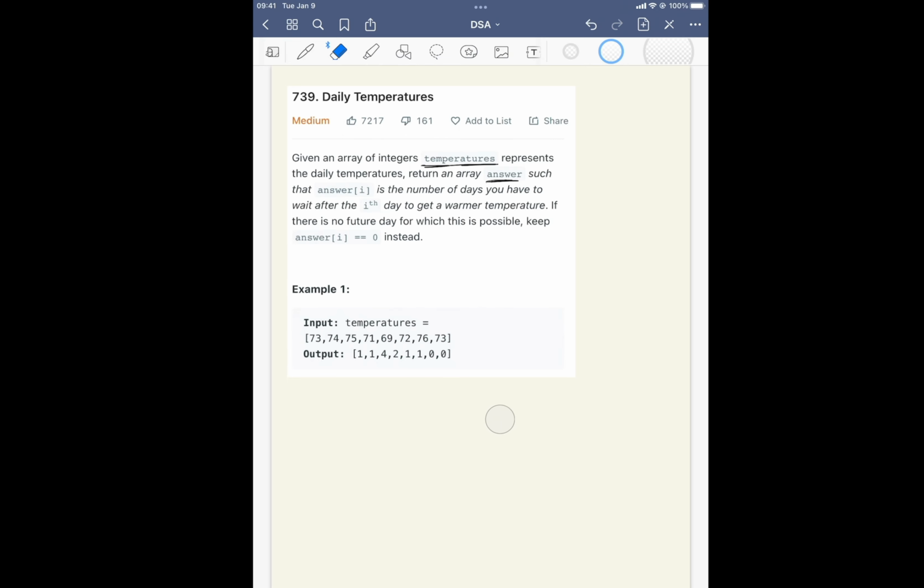What we could do is we could use a monotonically decreasing stack. So we could have a stack that is always decreasing. And if we have a stack that is always decreasing, we can figure out what the next high temperature is. So let me show you how we could do that.